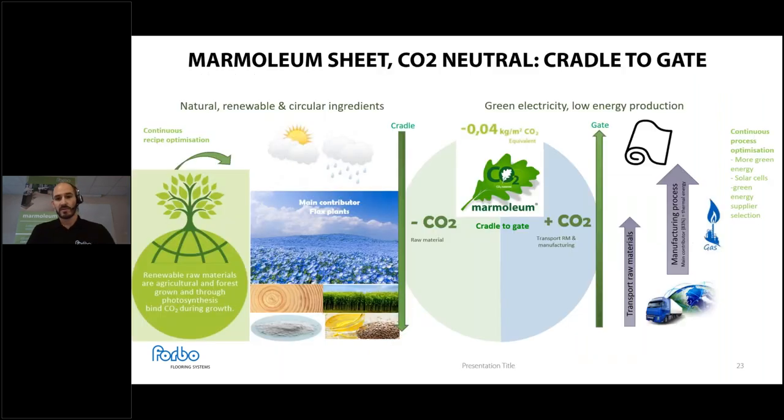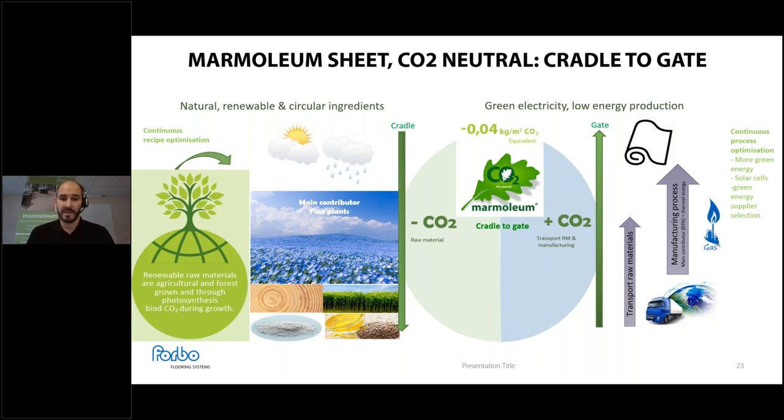So for the cradle to gate, due to the natural and renewable product that we use, we reduce the CO2 impact. With linseed oil and pine resin, the recycled wood flour, the balance in our cradle to gate is after the transport and the manufacturing process. So when you calculate the extraction of the raw material and the transport and the manufacturing, the balance is minus 0.04 kilogram per square meter of CO2. So very nice to know that. This is information that you can find easily in our EPD.